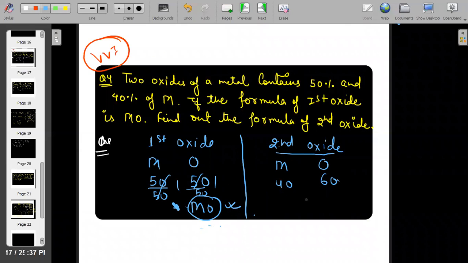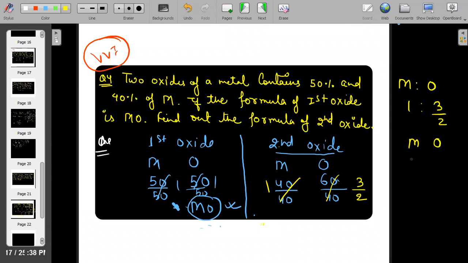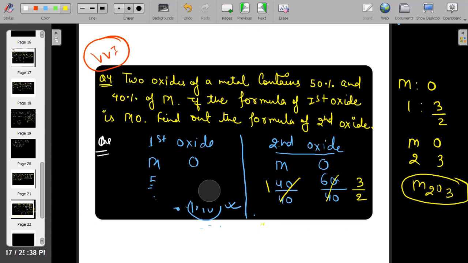Now which one is smaller? As I told you, divide by the smaller number. So this one is smaller: 40 divided by 40, and 60 divided by 40. When it divides, what do we get? 1, and 3 by 2. So the ratio of metal to oxygen is 1 to 3 by 2. This 2 will multiply, so the ratio is 2 and 3. So the formula is M2O3. Clear?